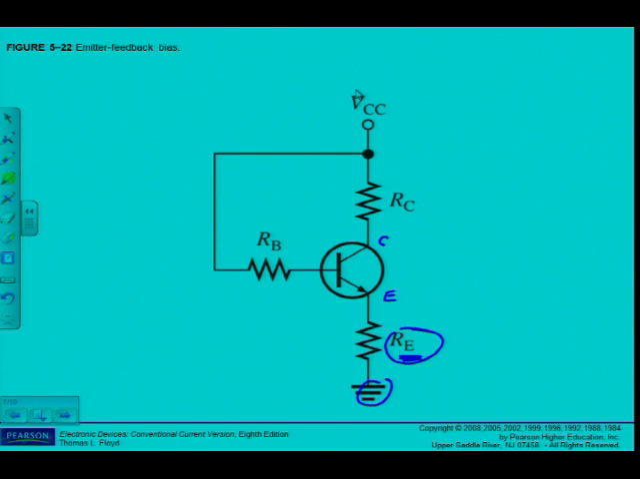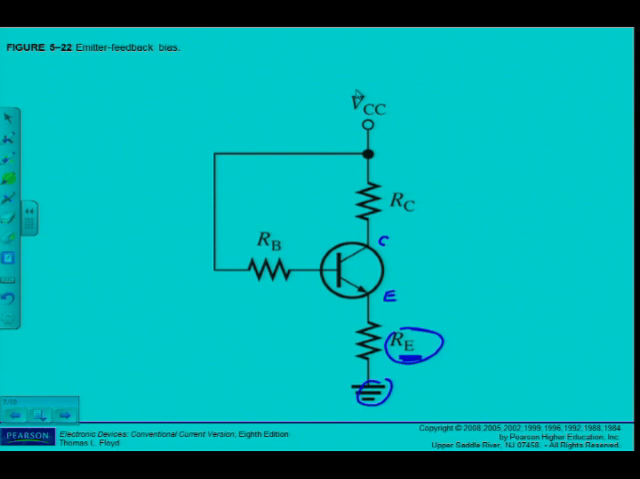Anyway, so an emitter resistor is added. The result is emitter feedback bias. So if I add that resistor to the base biasing circuit at the emitter, I have an emitter feedback bias. So how does it work? The idea, of course, was to make it more predictable, in other words, more stable. Remember, the base biasing circuit wasn't very stable.